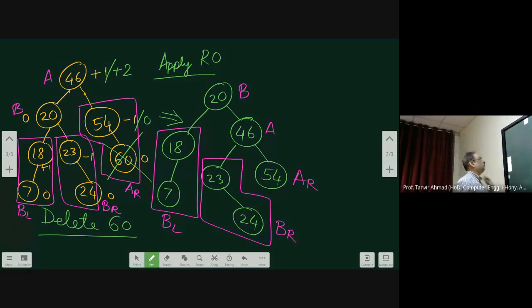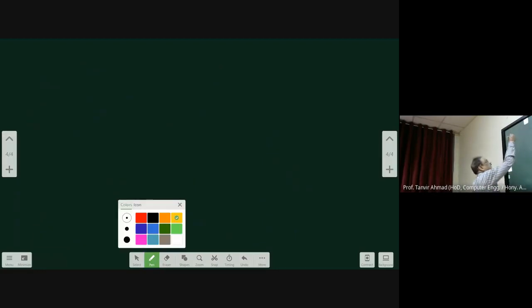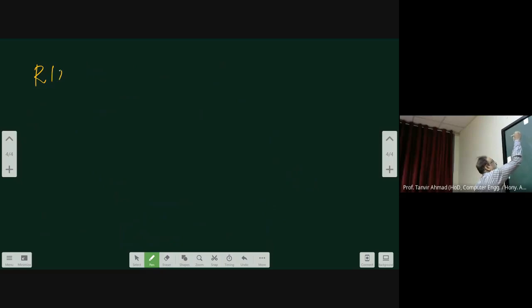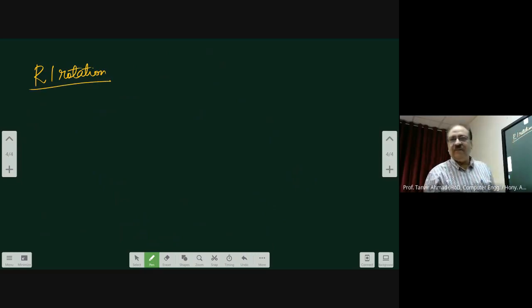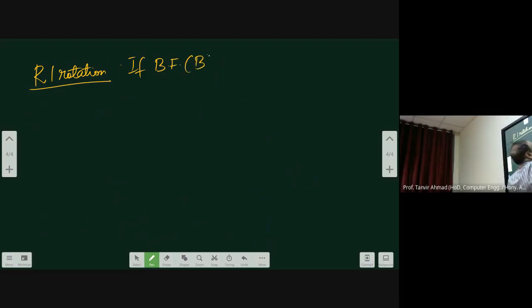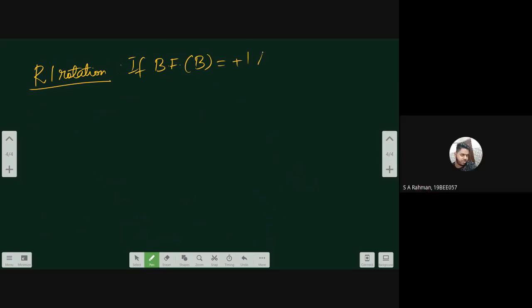Now let us try to do the second rotations. Therefore, R1. Now, what is the meaning of R1? Obviously, it is the same rotation. What you are going to do? You check if balance factor of B is equal to +1. Then apply.